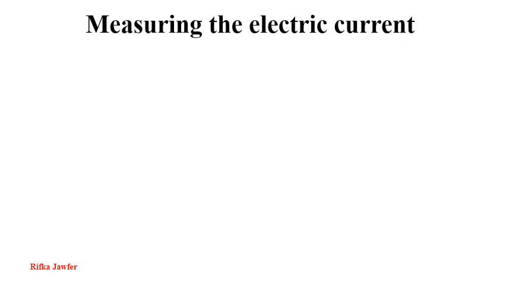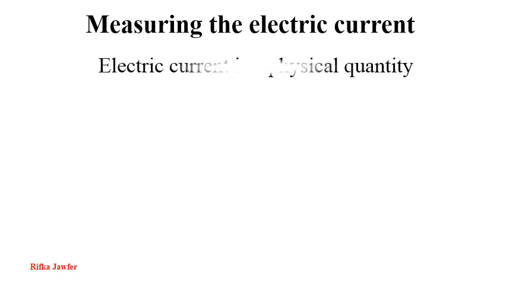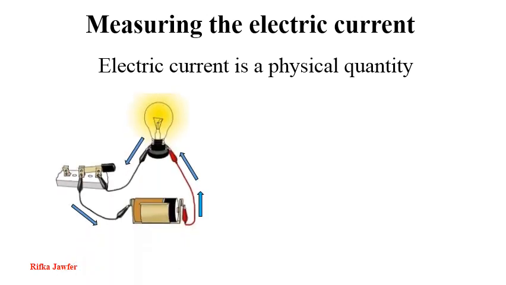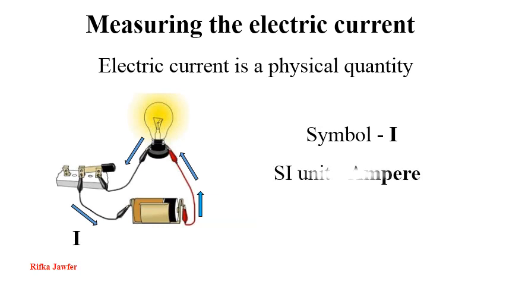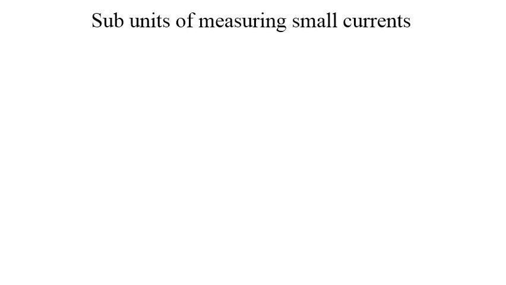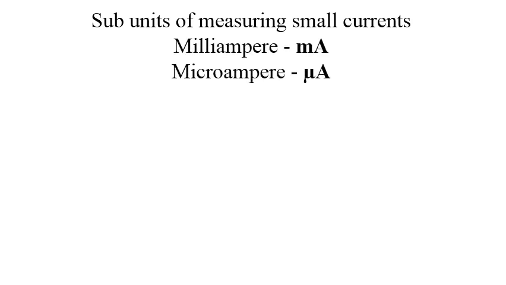Measuring the electric current. Electric current is a physical quantity like mass, temperature, force, velocity and density. So it can be measured. The symbol for electric current is capital I. The international unit of measuring it is ampere. It is denoted by capital A. The subunits of measuring small currents are milliampere and microampere.